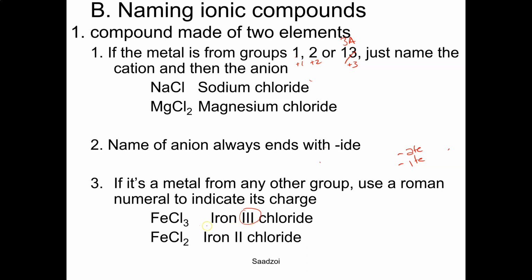And for those wondering how you get the charge, you crisscross it. So this 3 is basically the charge on Fe, right? And the charge on chloride is -1. Same thing here, the charge on Fe is +2 and chloride is -1.